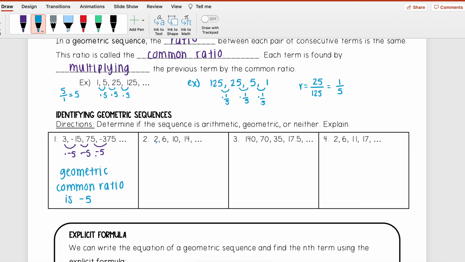Okay, let's look at the next one. So here I have 2, 6, 10, 14. So to get from 2 to 6, I multiply by 3, but then 6 times 3 is 18, not 10. So I'm not multiplying each time. So let's see if I'm adding the same thing each time. So to get from 2 to 6, I add 4. 6 to 10, I add 4. And then 10 to 14, I add 4. And so I am adding the same number each time, so that means that this one is arithmetic. And my reasoning would be common difference is 4.